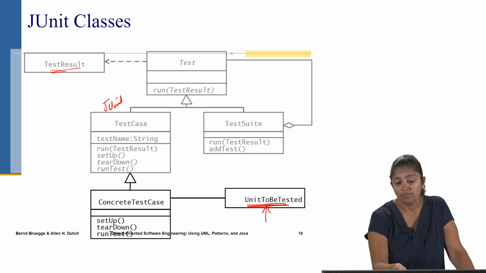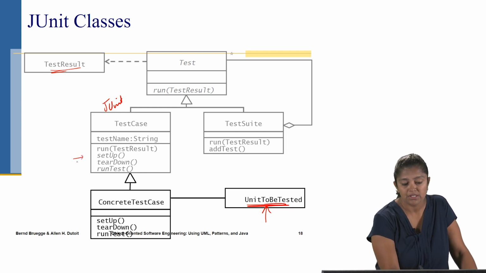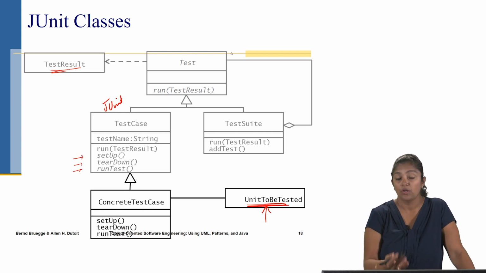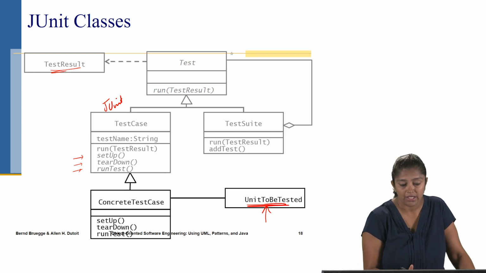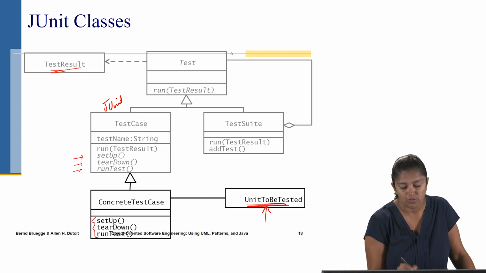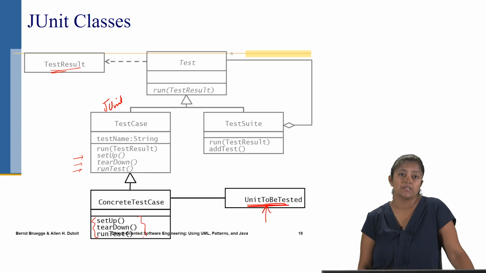So it already has some methods: set up, tear down, and run test. So all of those are inherited by the concrete class. It just has to provide its own implementation for these if there is any customized implementation.